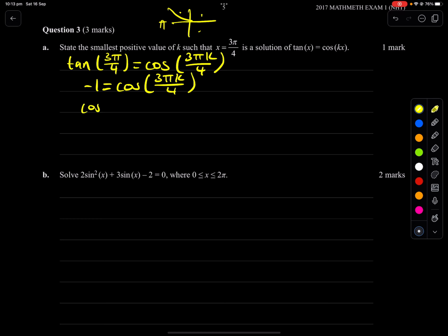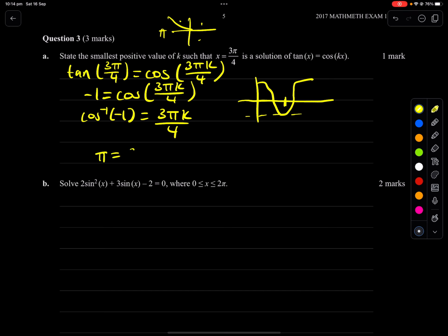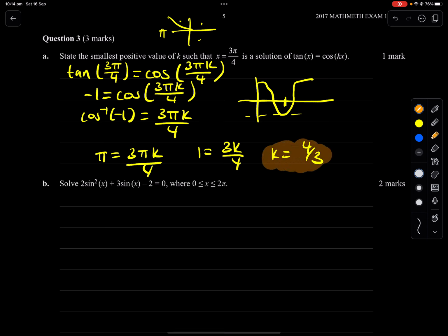So what's cos inverse of negative 1? 3 pi k over 4. If I sketch a cosine graph, and the positive, because we want the positive, when does it equal negative 1? At pi. That's the smallest one, so we can say that's pi equals 3 pi over 4 times k. So 1 equals 3k over 4. So k is equal to 4 over 3. Done.